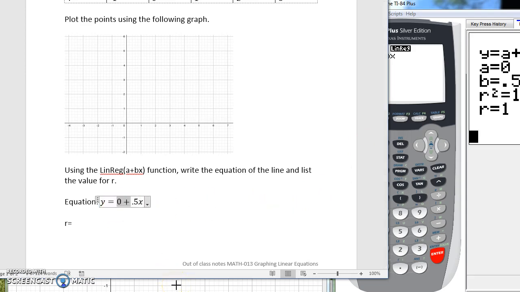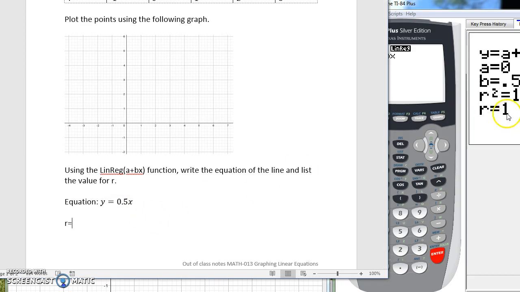No. If it was a whole number, we'd leave it, but our equation is just going to be y is equal to 0.5x. If you want to have the 0 plus 0.5x, that's okay. I just think that we can kind of clear that out and make that look a lot nicer. And that would be our equation.